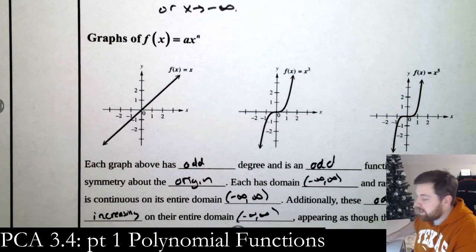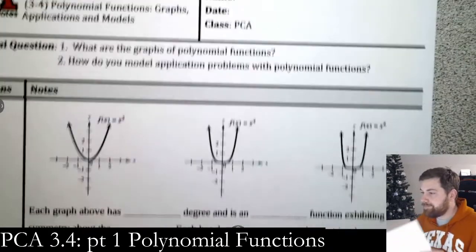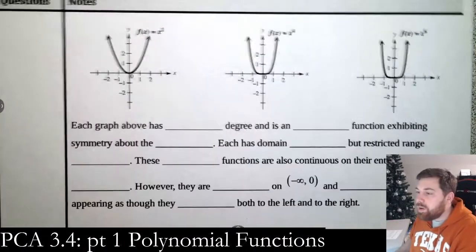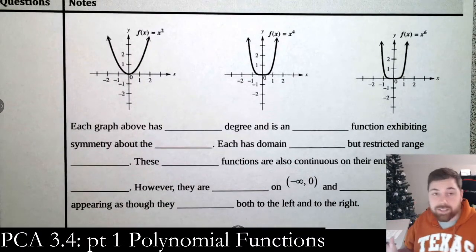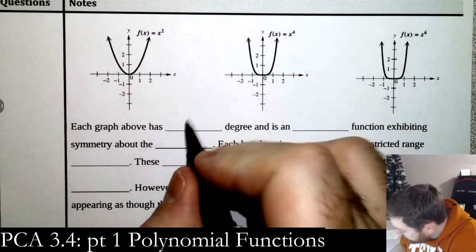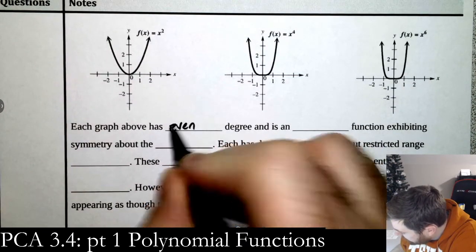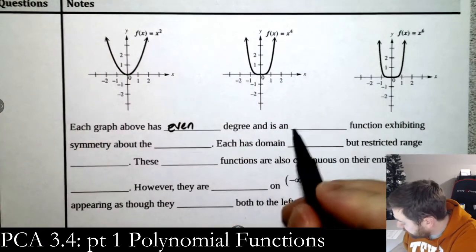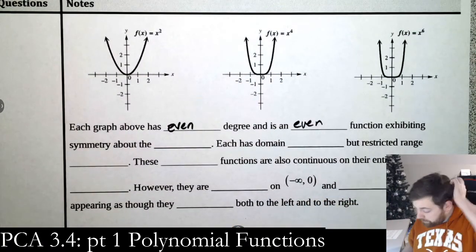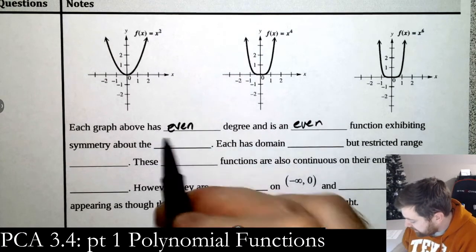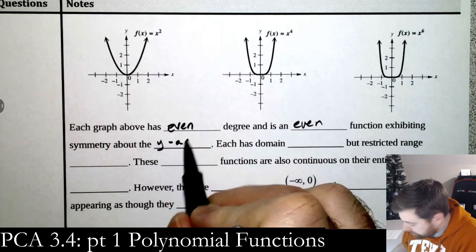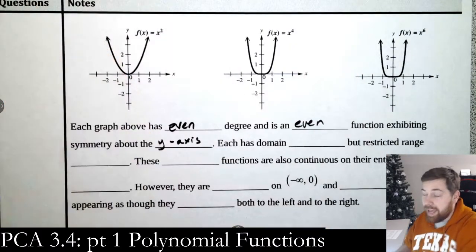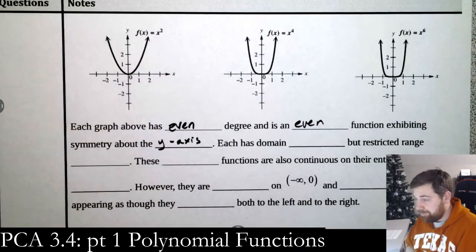So let's do the same kind of little table for even functions here. Try to keep an eye on the time. So each one above, we have x squared, x to the fourth, and x to the sixth. Each one above has an even degree. So again, the degree is the exponent here, so 2, 4, and 6. And it's an even function, okay? So that has symmetry about the y-axis. Okay? And so what that means, if I fold over the y-axis, you get that same picture, okay?